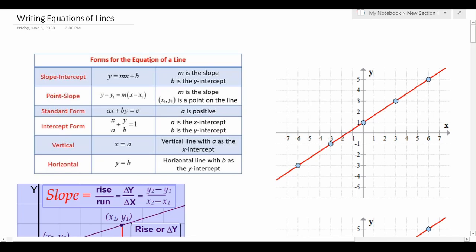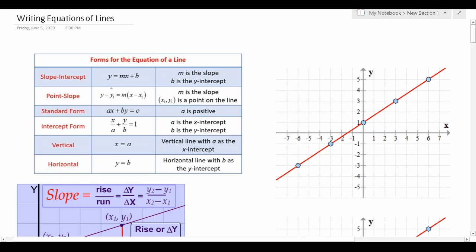In today's video, we're going to focus on writing equations of lines, which has a high likelihood of appearing on the ASVAB. Before we do that, I just want to review a few things regarding lines before we get to the practice problems. First, I want to mention that these are all the forms for the equation of a line.